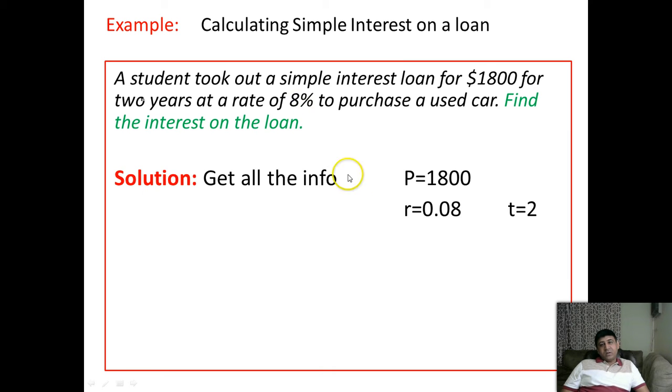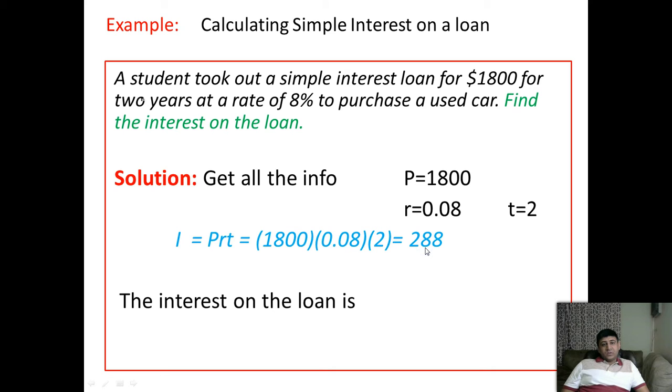Okay, so get all the information again. This is your P, this is R, this is T here. Same formula, I is equal to PRT. Multiply three things together and you get 288. So the interest on the loan is $288. That's it. Simple problem, simple calculation. All are based upon one formula, which is interest is equal to principal times rate times time.